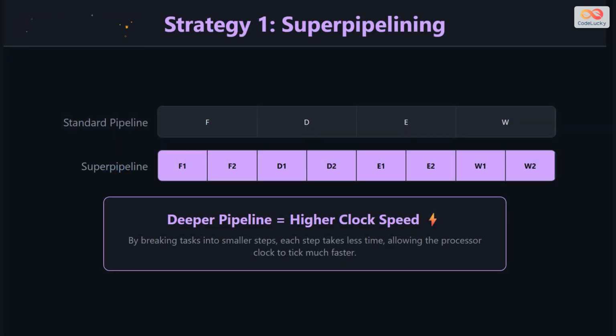Now let's talk about the first advanced technique, superpipelining. Imagine taking that assembly line and breaking it down into many tiny steps. Instead of 4 big stages, maybe we have 20 small ones. Because each step is so simple, it takes very little time to complete. This allows the processor's clock to tick much faster, resulting in extremely high-frequency speeds.